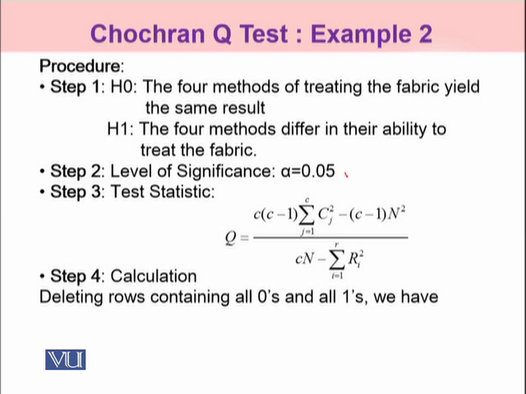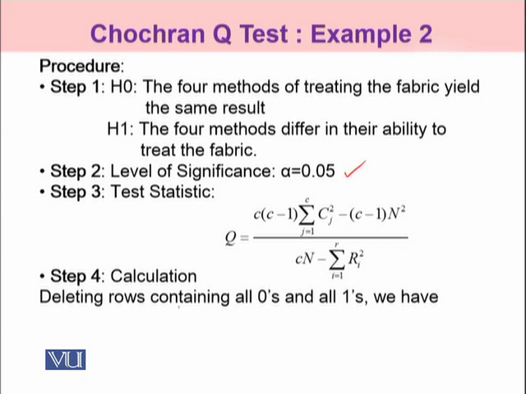Under the level of significance, we have alpha that is taken as 5%. The test statistic that we need to use is Cochran's Q test. Why? Because the data is given in the form of ranks. And secondly, most importantly, the original observations may not be following the normal distribution. Step 4 is to make the calculations using step 3.